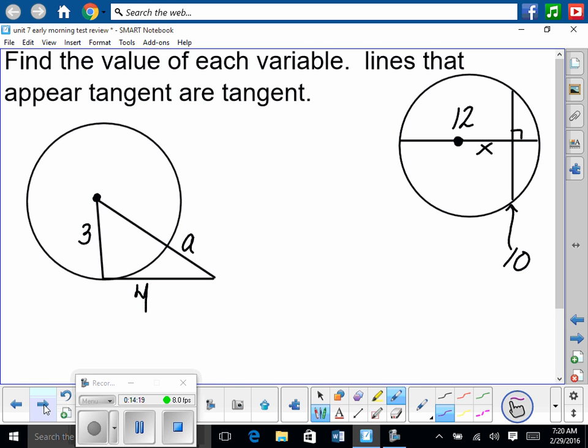Okay, so it says find the value of each variable. Lines that appear to be tangent are tangent. There's going to be a lot like this, and every problem is going to be different. You're going to look at your theorems list.